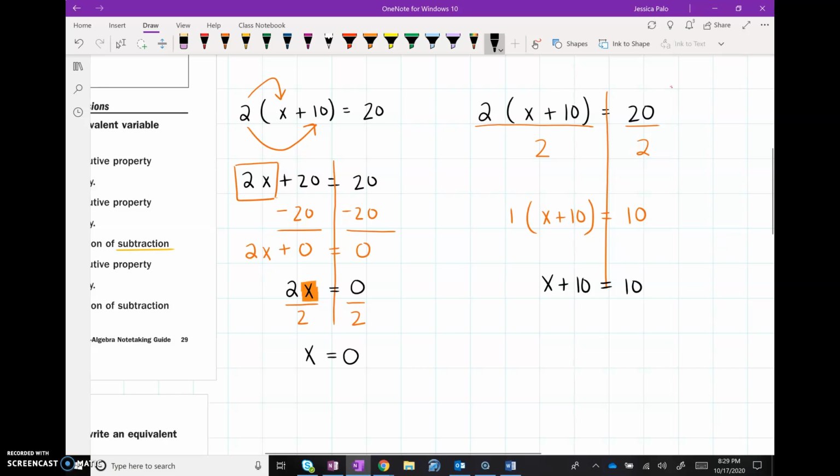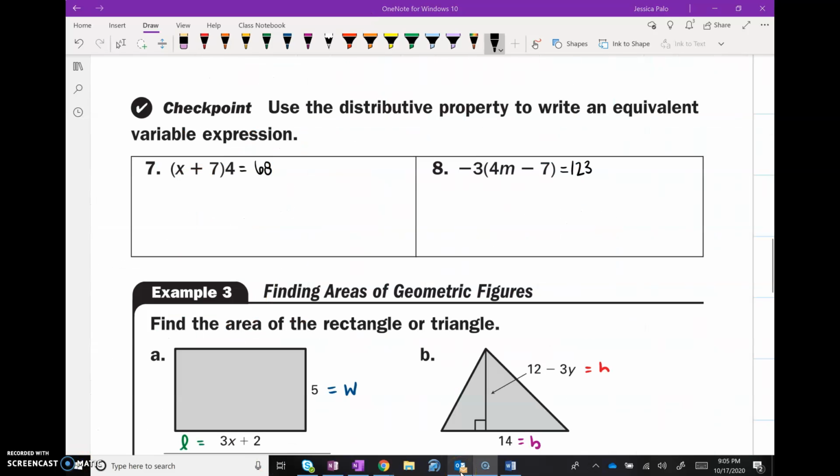Now, you have a one-step equation using subtraction. Isolate that variable, get x by itself. Now all we're going to do is subtract 10 from both sides of the equation, and then we get x equals 0. Now you are going to solve these two checkpoint problems and figure out which method of solving two-step equations using the distributive property works best for you.